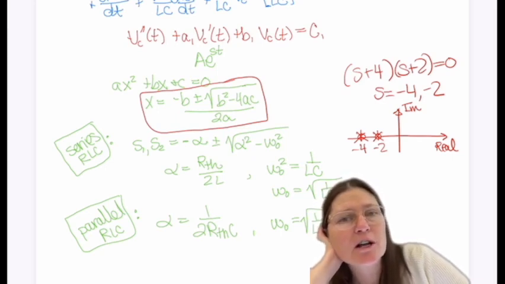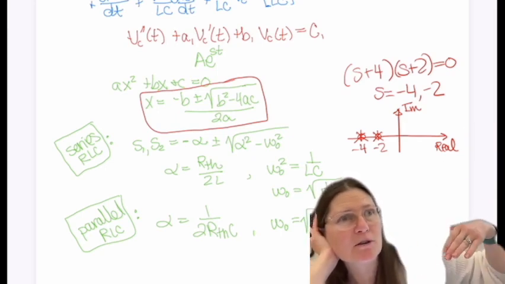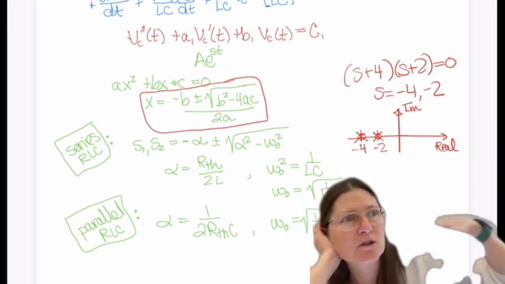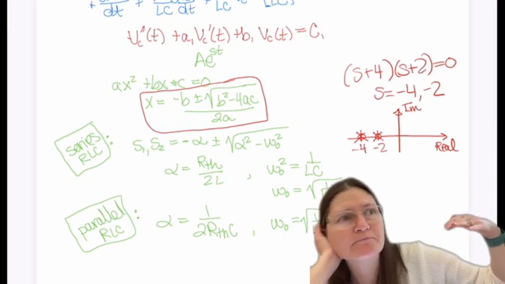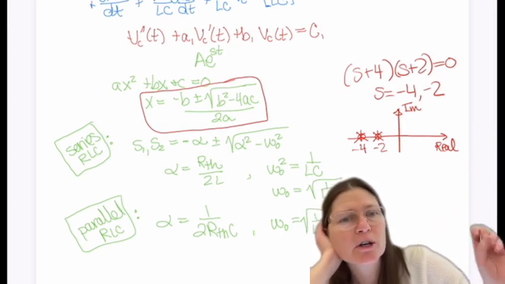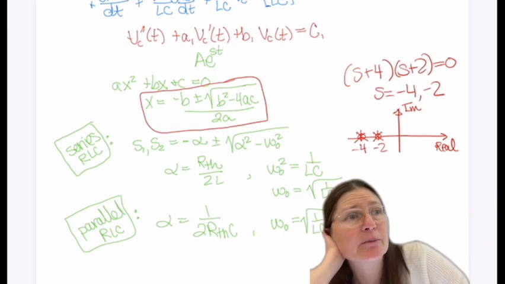If there's imaginary in there, then they're going to be up or down, depending on where they are. They're not going to be on the real plane. And so those are called the roots of the system. So S1 and S2 in this case would be minus 4 and minus 2.